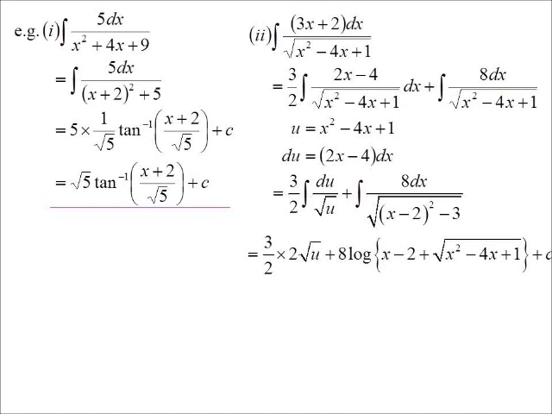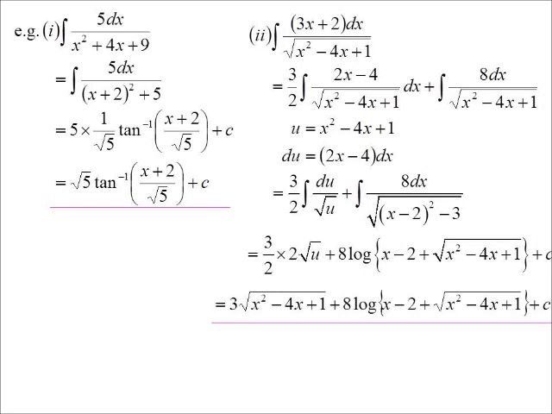Notice I didn't write it in the completing the square form. I went back to the actual quadratic itself, x squared minus 4x plus 1. I just have to fix up my root u and substitute back in. There it is. So 3 root x squared minus 4x plus 1 out the front.